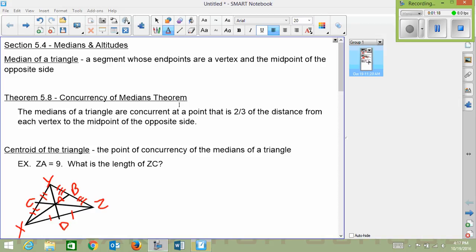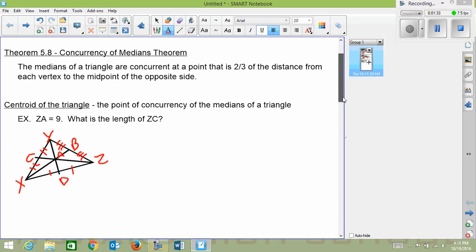And this theorem here is saying that they cross at a point that is 2/3 of the way from each vertex to the midpoint of the opposite side. So this, from X to B, this point A is 2/3 of the way across. And knowing that, we can solve this question then. It says ZA is 9. So from Z to A, which is 2/3 of the way across, is 9. What is the length of the whole thing from Z to C? Because we know that's 2/3, we can solve that.